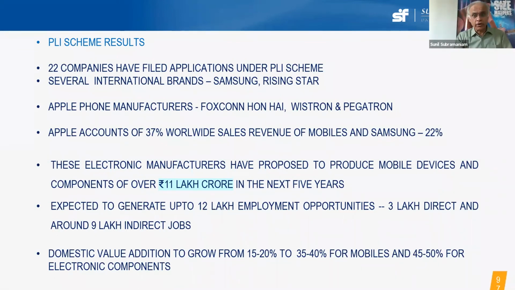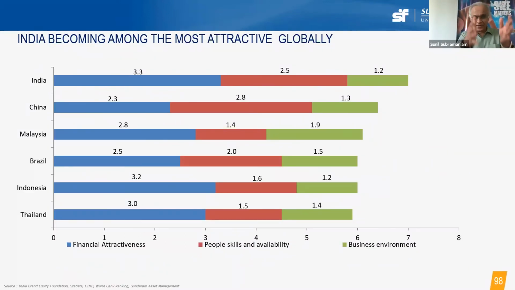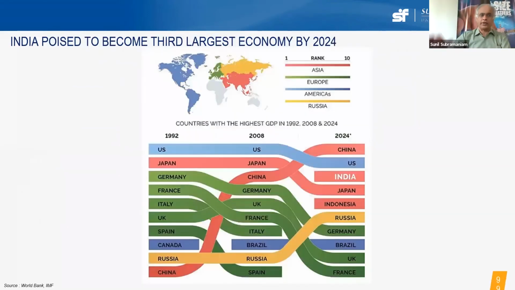But foreigners are confident of this because the financial attractiveness plus people skills and availability and the business environment put together mean that India has become one of the most attractive countries globally for manufacturing. As a result, India is well on the way to becoming the third largest economy in the world by 2024. And in 2008, we were nowhere in the top 10. So this is what foreigners are seeing about India.